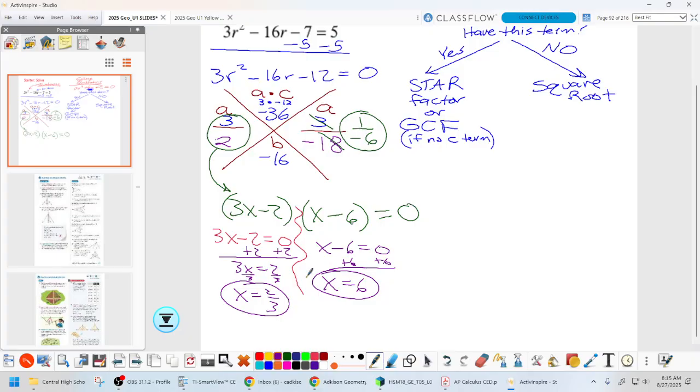Shouldn't it be 3x plus 2? Yes, it should. Yes, it should. Thank you. Plus 2 minus 2, and that'll be a negative. Let's see if I can squeeze that in. Negative. Nope.